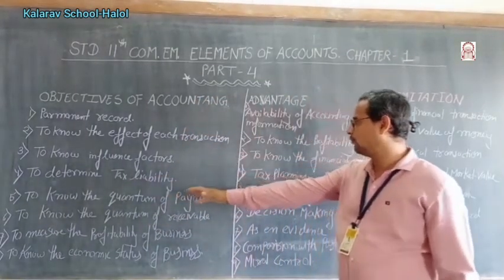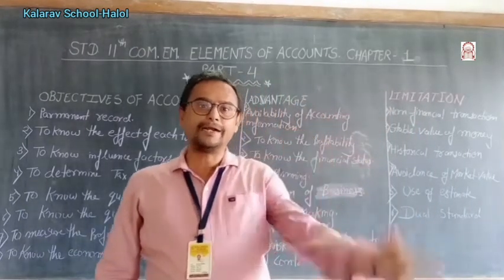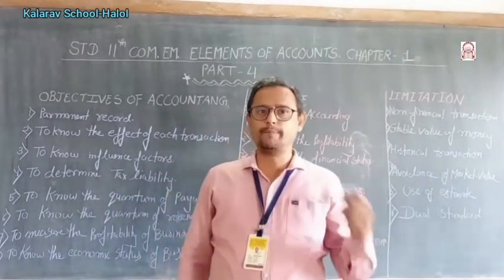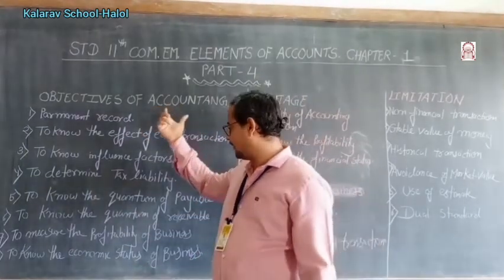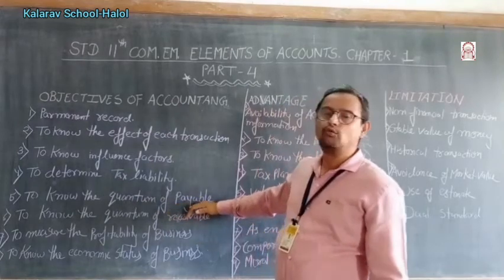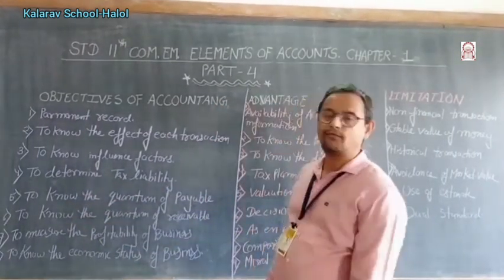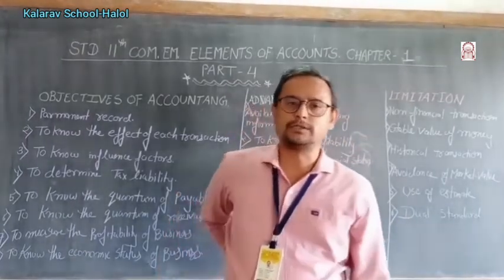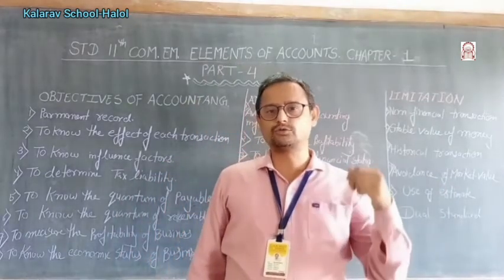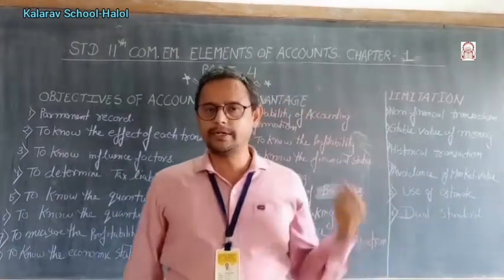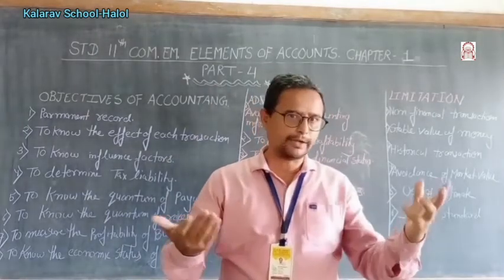Next, to know the quantum of payable. So many creditors are there. How much you have to pay, it is possible to know only if you record. So that is the object of account, to maintain the account so that you know what your payable is. Next is to know the quantum of receivable. It means if you have given something to someone, or you have sold goods, then you have to receive the money. If it is recorded systematically, then only you are able to know, otherwise not.